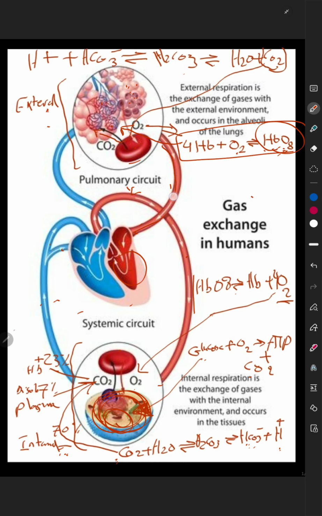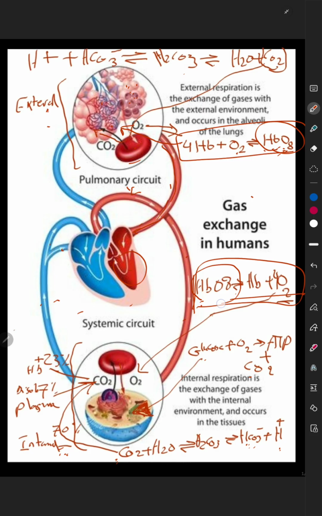Now, this oxygenated blood or HbO8 blood will go toward the left atrium, then to the left ventricle, then it is pumped through the aorta to all parts of the body. When it reaches near the body cells, we again have capillaries that surround the body cells, and this oxygen now should again be in the form of gas in order to diffuse from the capillary to the body cell. So what will happen is that this reaction will happen in the opposite direction.